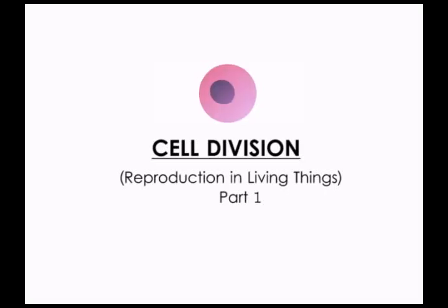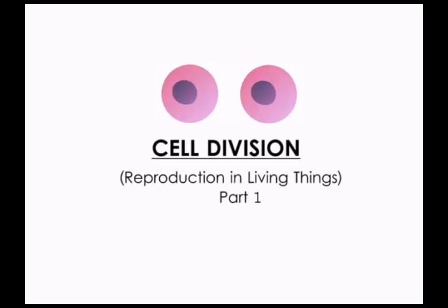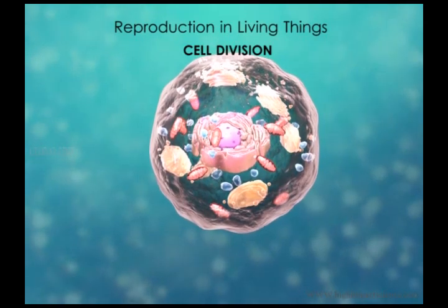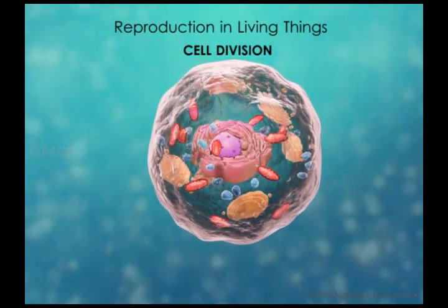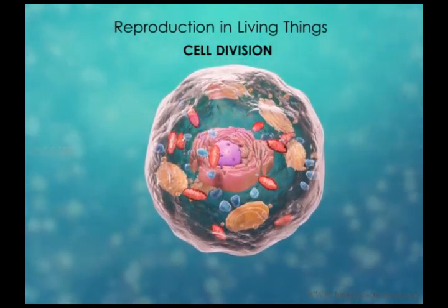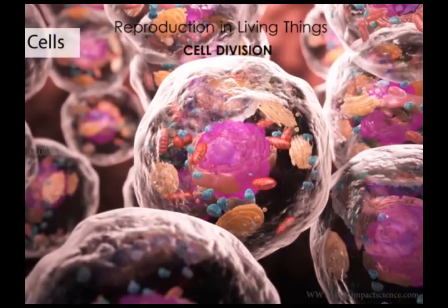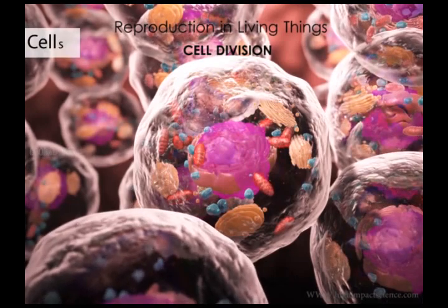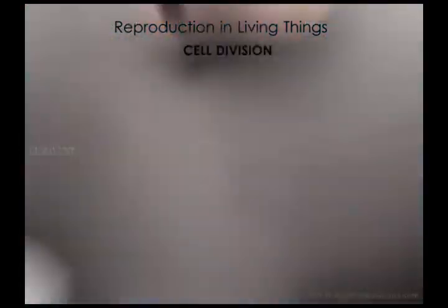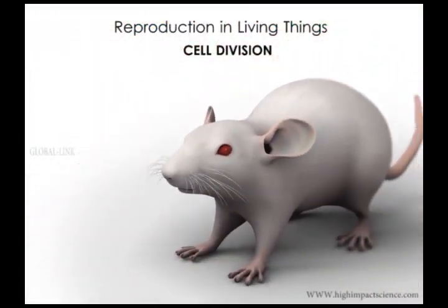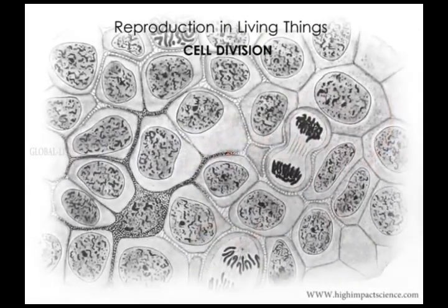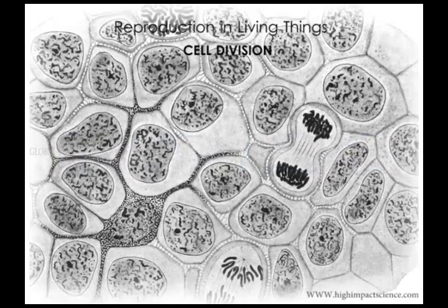Next chapter, the cell division. Now, we learned about the structure of the cell and its functions. We know that all living organisms are made up of cells, which are the basic functional units of all living organisms. When an organism is born, it already has millions of cells that make up its body.